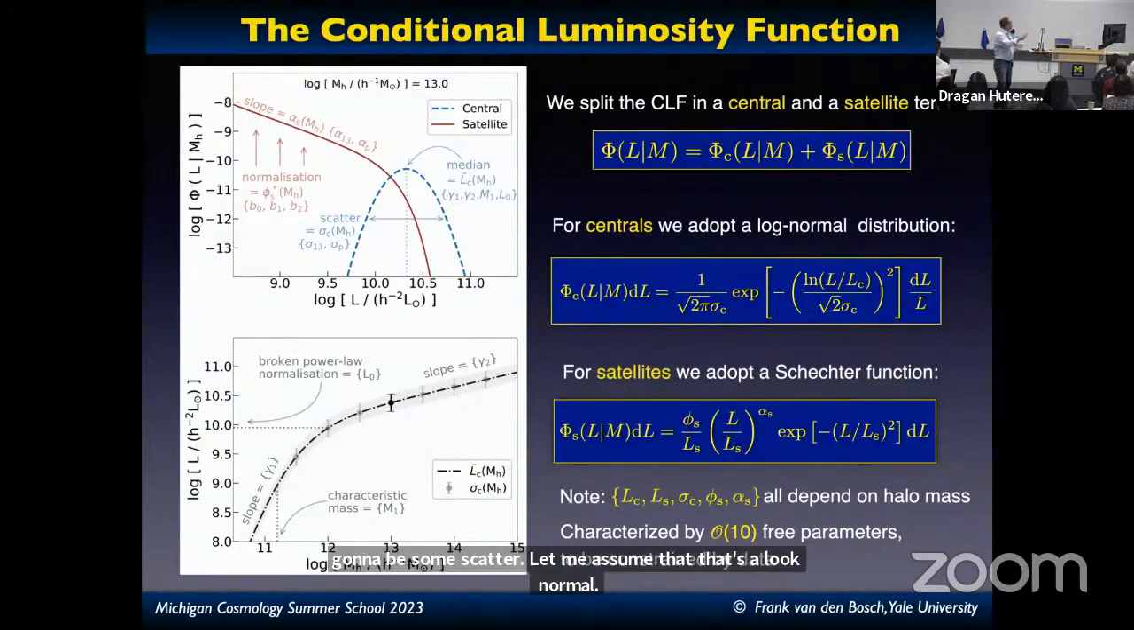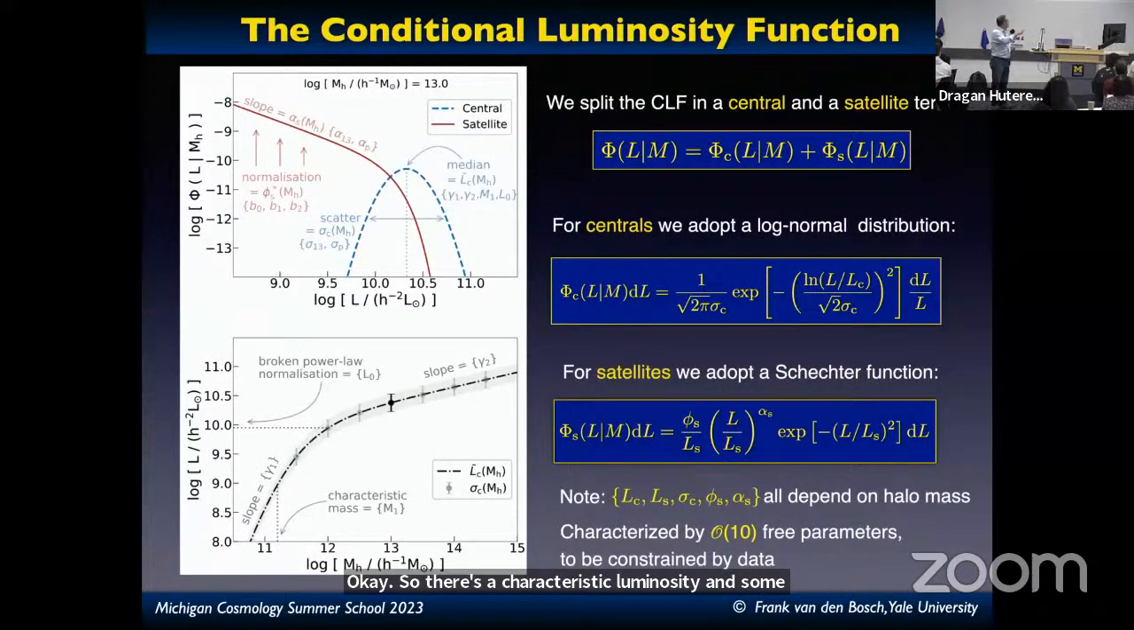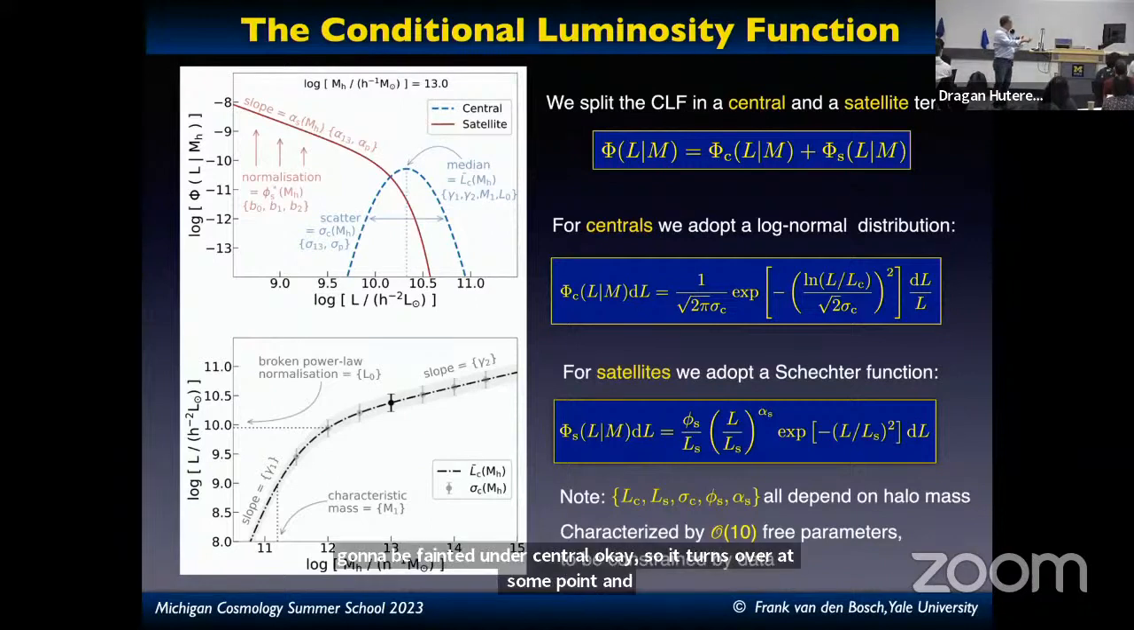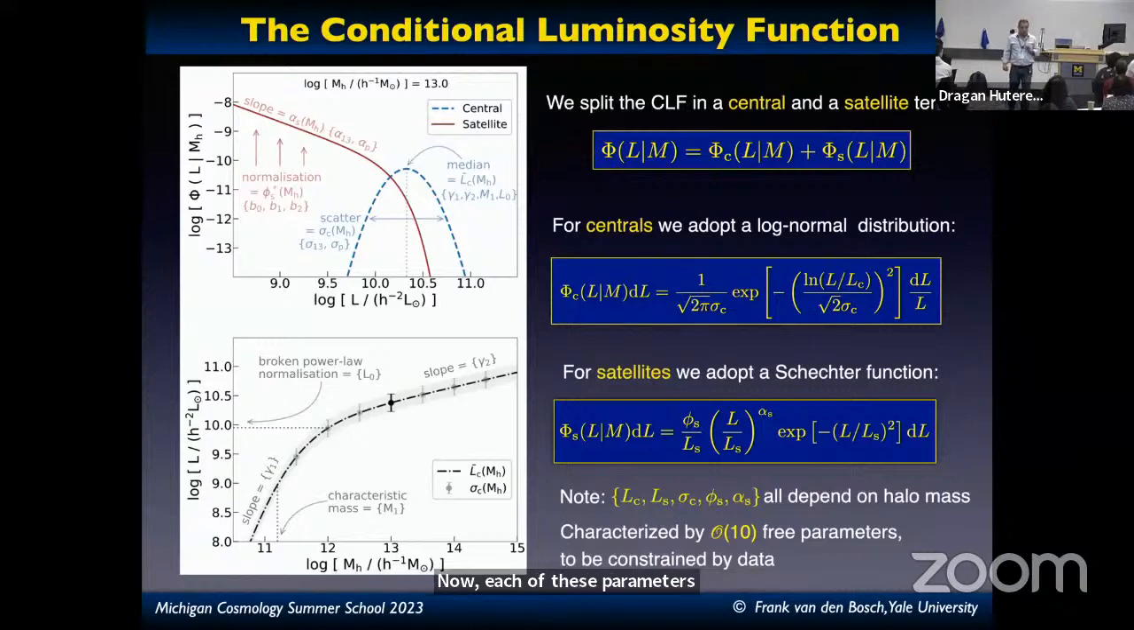And what about the satellites? Well, we assume that the satellites have a Schechter function. It has a slope, and then it turns over, because typically the satellites are going to be fainter than the central. So it turns over at some point. And that's quantified according to the Schechter function. So it's a power law, an exponential cutoff, and a normalization. Now, each of these parameters are actually functions of halo mass. So if I want to quantify the conditional luminosity function, I need to specify how all these parameters depend on halo mass. And that we typically do with of order 10 free parameters.